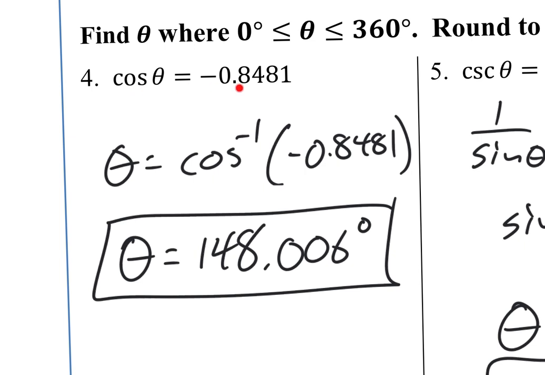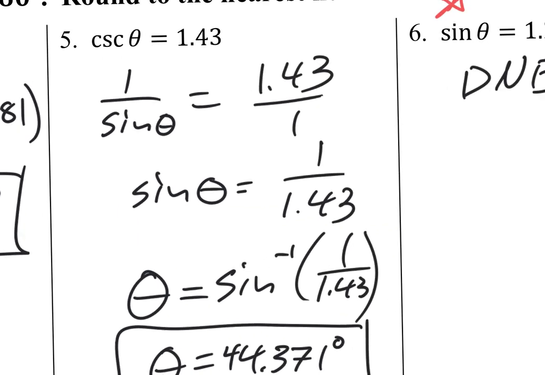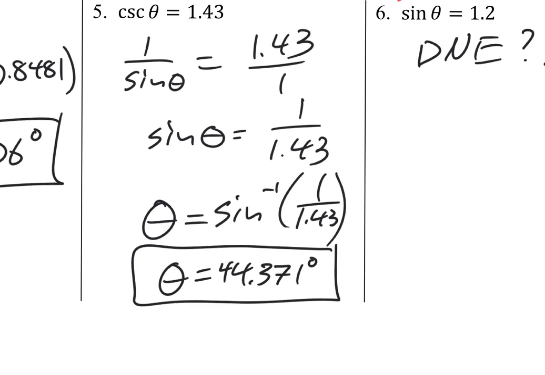All right, on this one, pretty straightforward. We just do the inverse cosine of both sides and we get our angle measure. Here, though, I need to think of it in terms of sine, which means I have a reciprocal. So I'm going to take the reciprocal of both sides so that I can get sine all by itself. Then I can do the arc sine of both sides, and I can plug this into my calculator and get 44.371.